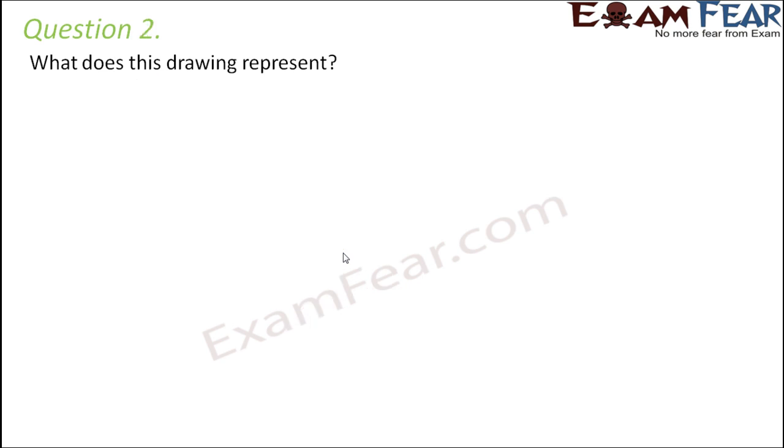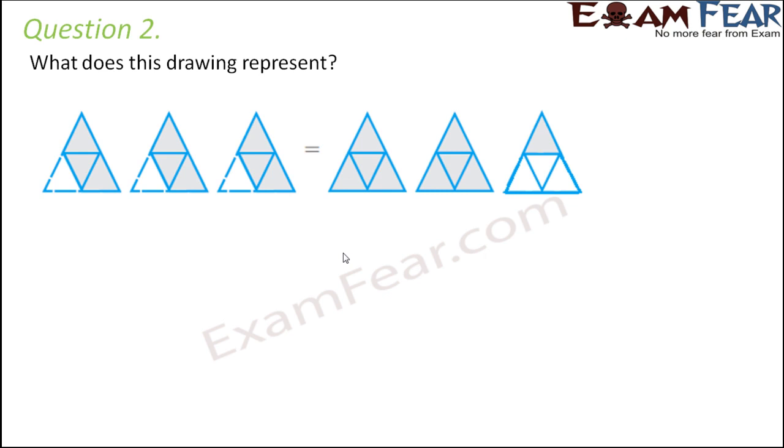Question number 2. What does this drawing represent? Here it is actually telling you something which results in something else. Let us first focus on the first triangle. It has 4 equal parts, 1, 2, 3, 4, out of which 1, 2 and 3 parts are shaded. So this is 3 by 4. And how many such diagrams do you have? You have 3 similar triangles. That means 3 by 4 multiplied by 3. Now, what would be the result of this? The result should be 9 by 4.